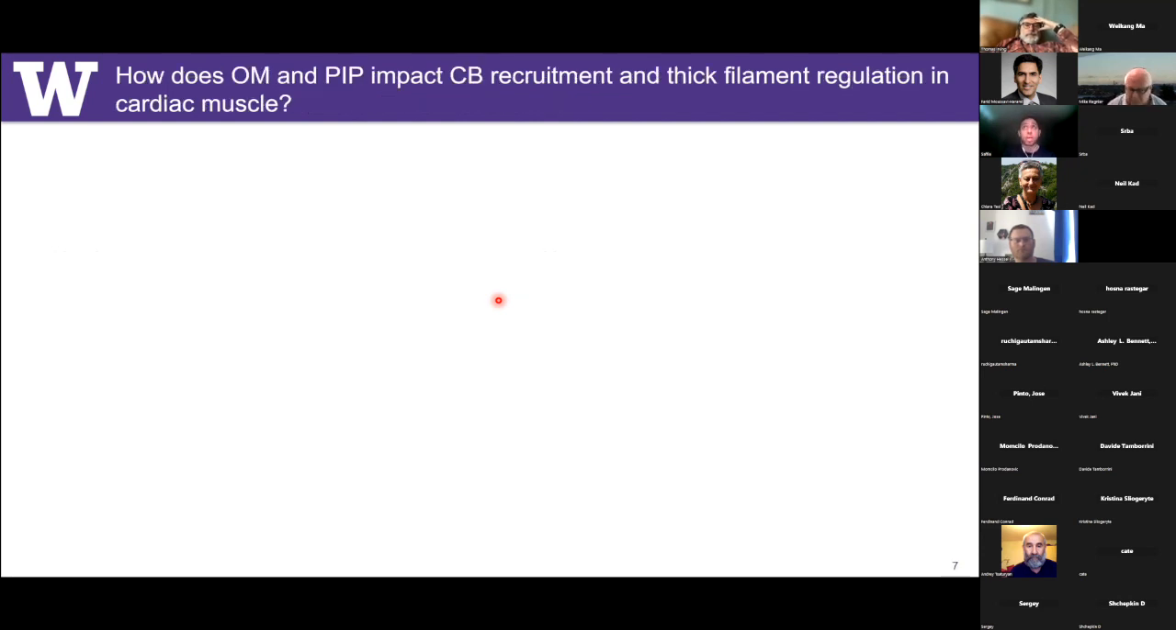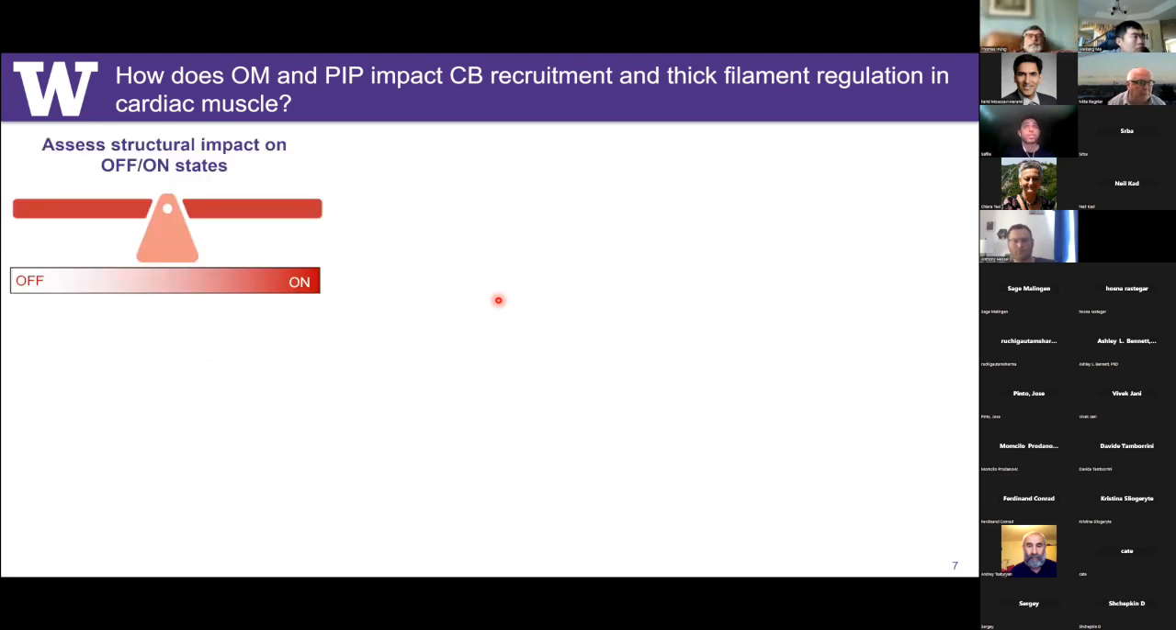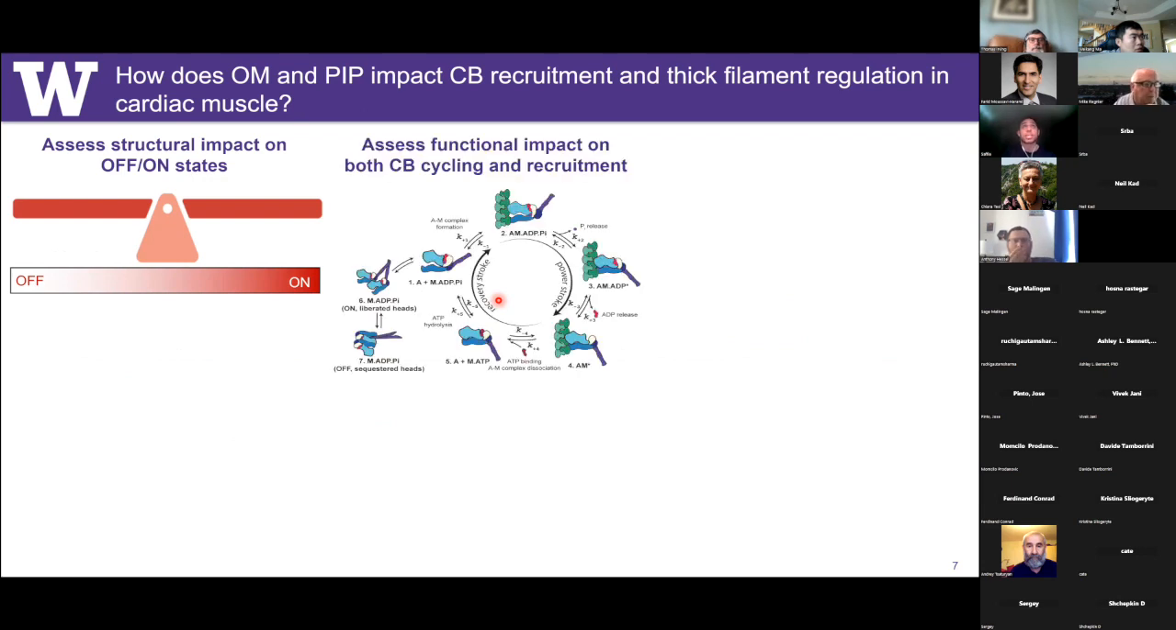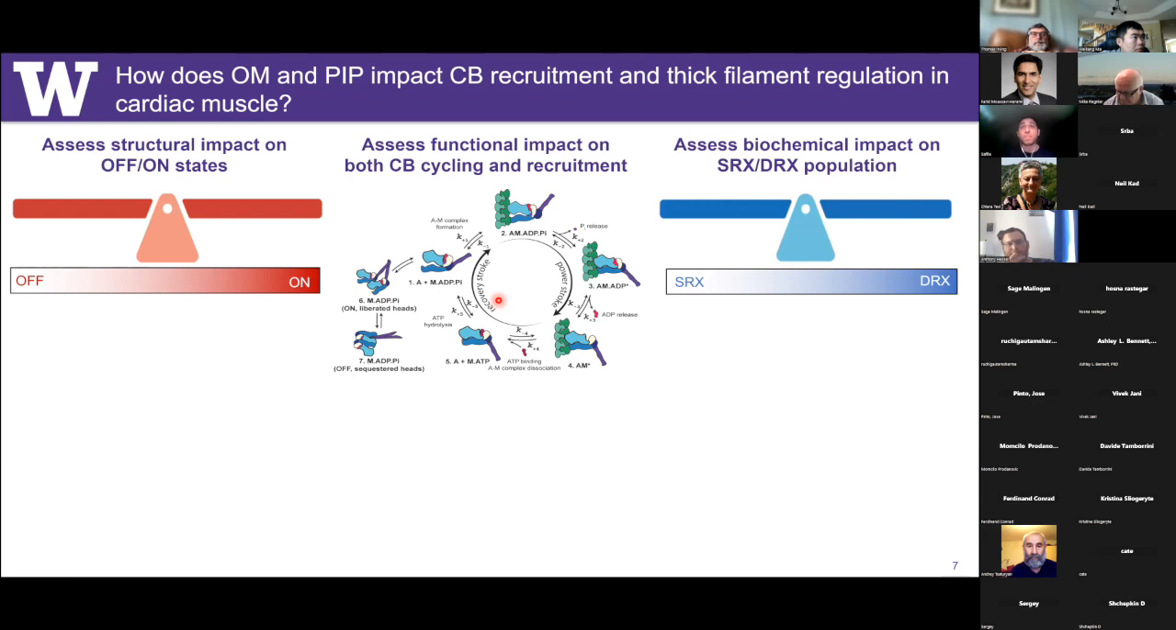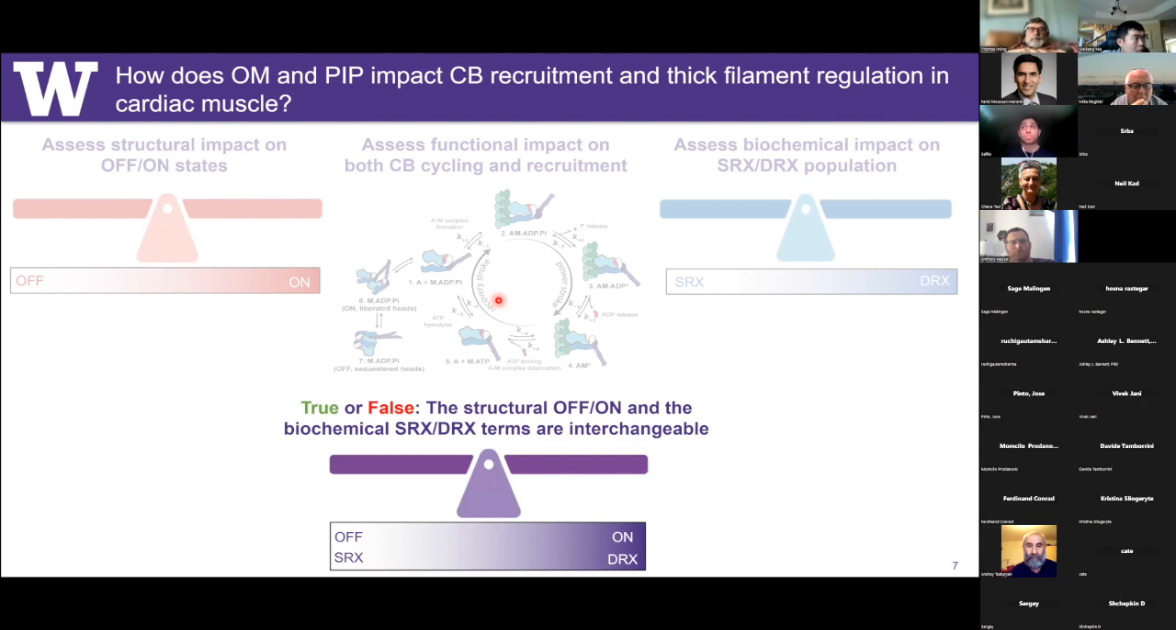And so, having selected our myosin modulators, we then set up our experimental design to assess how OM and piperine impacted cross-bridge recruitment and thick filament regulation in cardiac muscle. To do this, our first aim was to observe how these myosin modulators impacted the structural off-on states through X-ray diffraction imagery. The second aim was focused on the functional impact of these myosin modulators on both cross-bridge cycling and recruitment. To achieve this, we performed mechanical measurements in steady state and dynamic conditions of muscle contraction. And then finally, our third aim was to assess how these myosin modulators impacted the biochemical SRX-DRX equilibrium. By performing these experiments, we would be able to prove whether or not this null hypothesis, that the on-off state and the SRX states are interchangeable, is true or false.